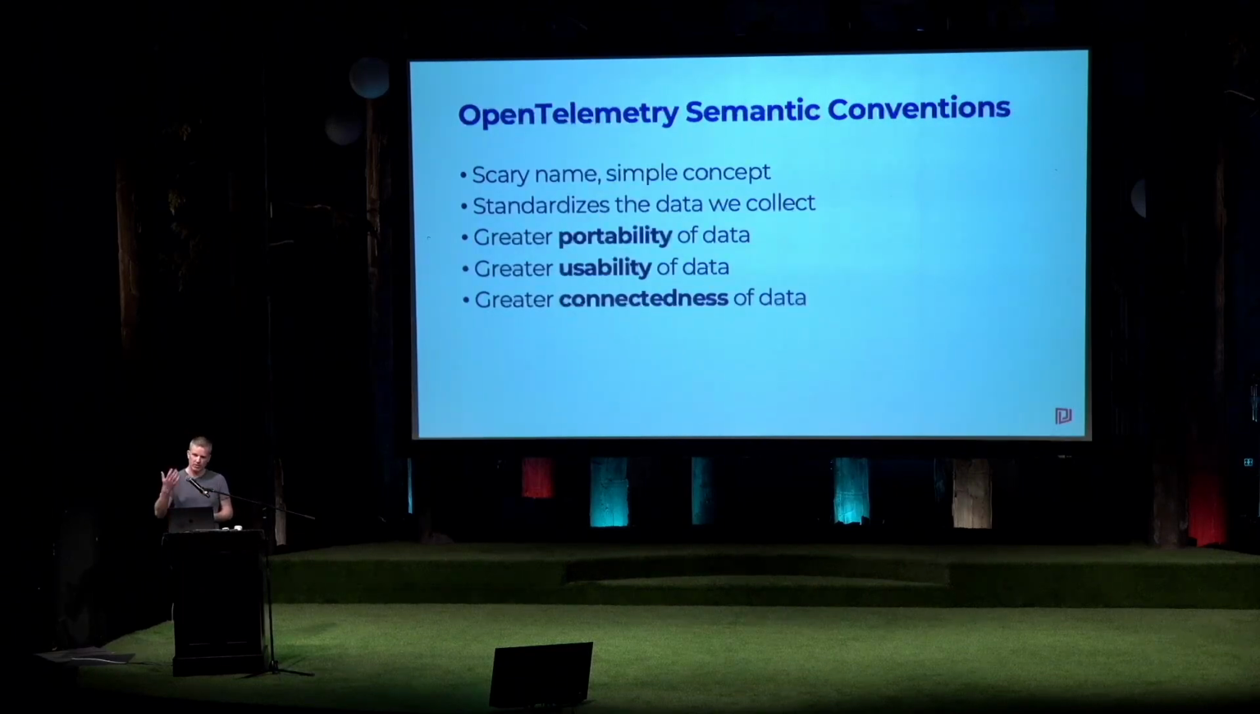So to summarize, OpenTelemetry semantic conventions: scary name, very simple concept, very powerful concept, which is standardizing the data we collect. So greater portability of data. We can send our data to different backends, knowing it's going to be the same data, which means that we can get it out more easily. Greater usability of data. The data we have available to us is standardized across all of those backends. We don't need to go searching for particular metric names or trying to correlate logs and metrics with other data. That's all going to be fully standardized for us.